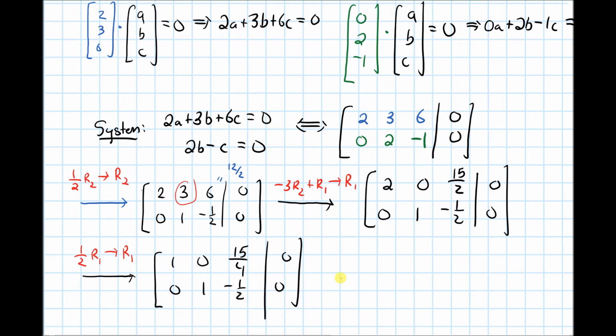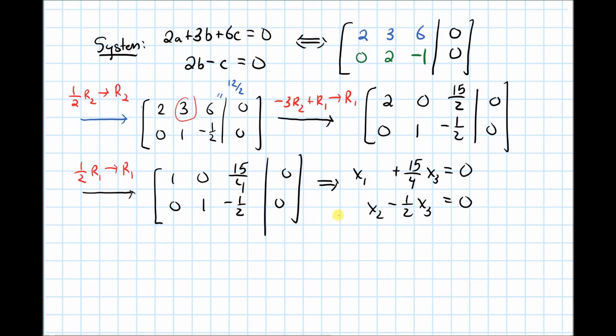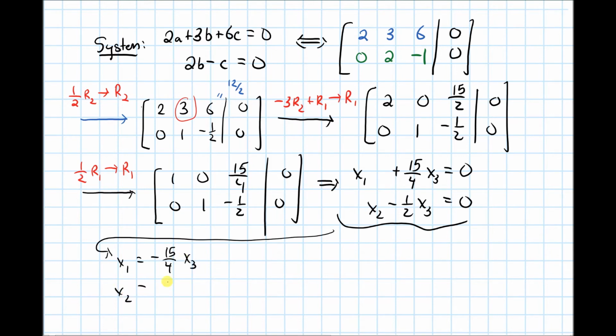Now we have this in reduced form, so we could write down the equation for each row. So I'll get x1 plus 15 over 4 x3 equals 0. And from the next row, I get x2 minus 1/2 x3 equals 0. So now let's isolate the pivot variables. So doing that, we'll get x1 equals negative 15 over 4 x3, and x2 equals 1/2 x3.